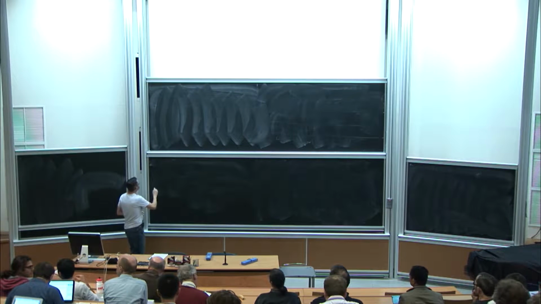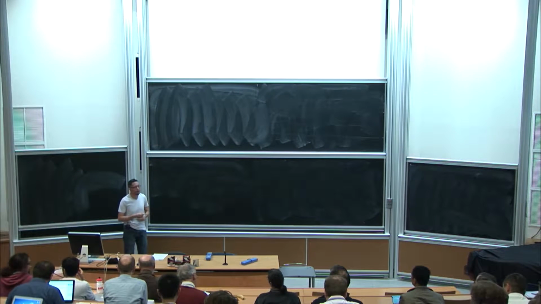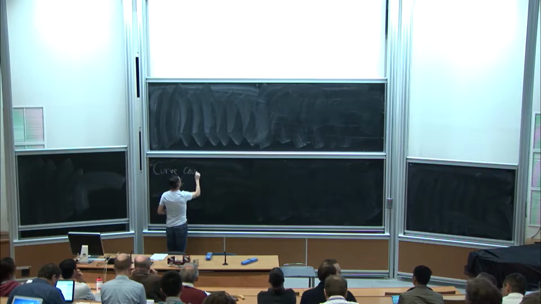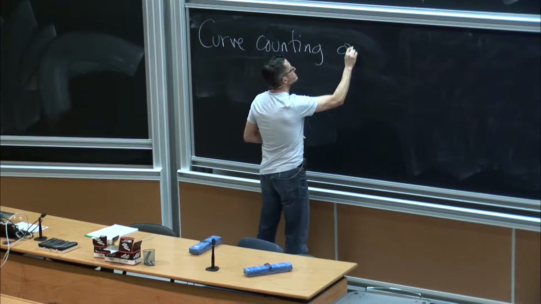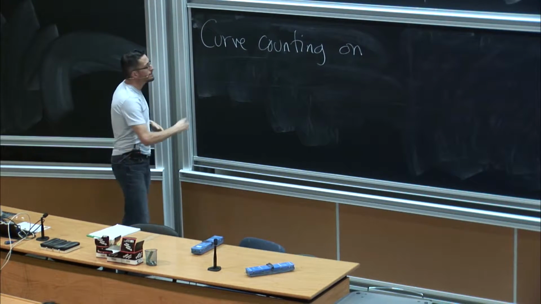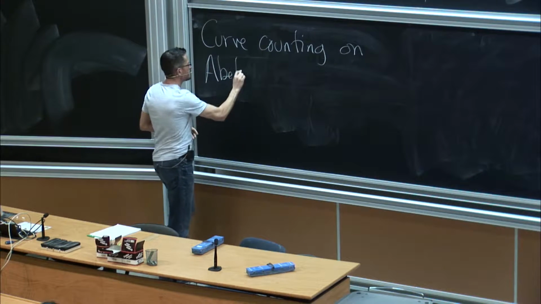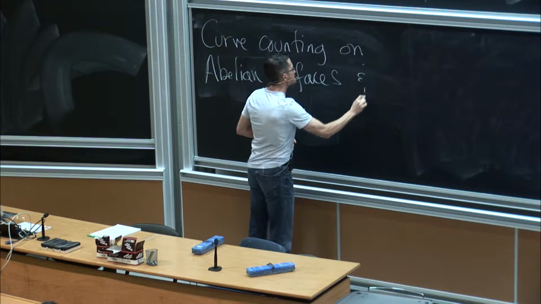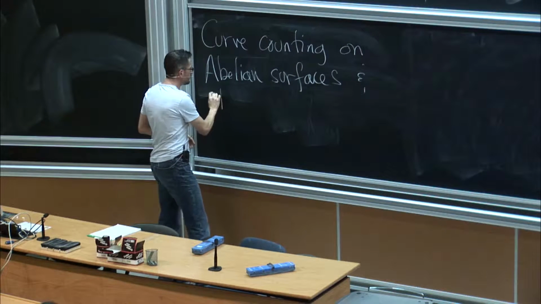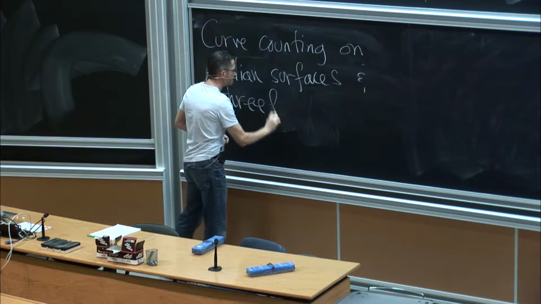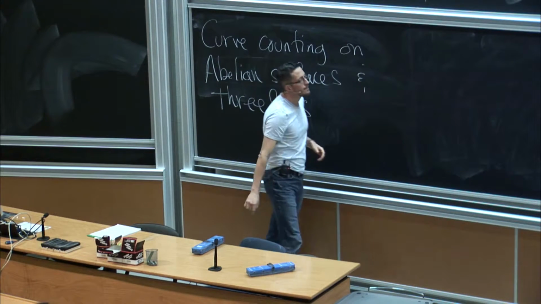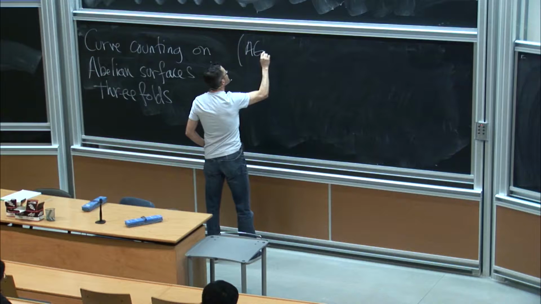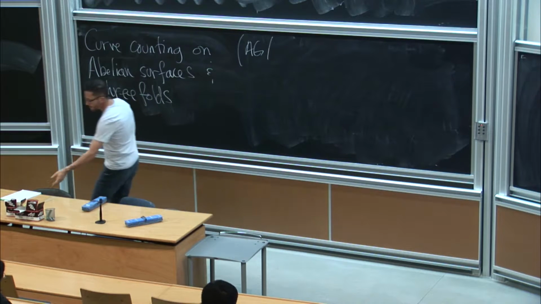Yeah, so I want to tell you about two enumerative geometry problems. So curve counting. And the two problems, one will be on Abelian surfaces. And the other will be on an Abelian threefold. And you can find these, there's a paper by this title, on the archive.